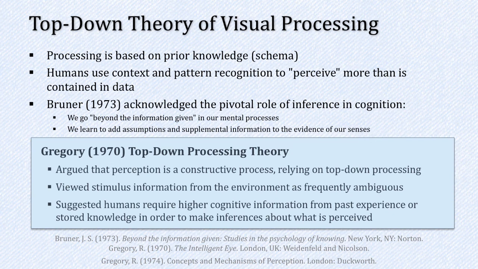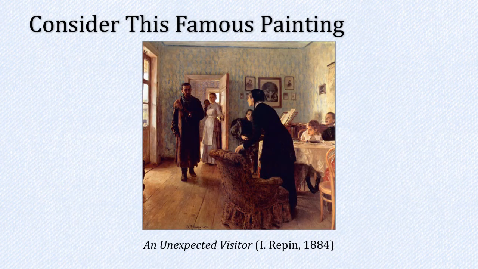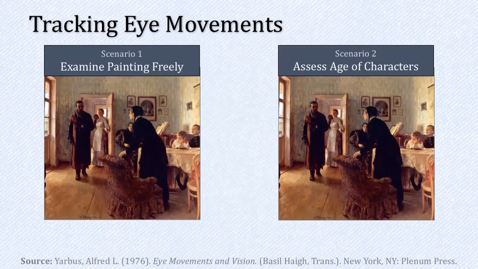To illustrate this more concretely, let's take a look at a famous experiment conducted by the famous Russian psychologist Alfred Yarbus in the 1970s. To appreciate his work, take a moment to study this famous painting titled An Unexpected Visitor by Ilya Repin. In his experiment, Yarbus created two scenarios. In the first scenario, he asked participants to examine the painting freely. In the second scenario, he asked the participants to assess the age of the characters in the painting.